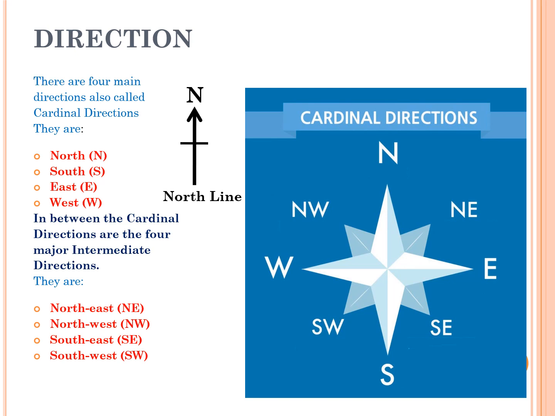Any map that you see always points towards the north. This is represented with the north line. North line is a line with an arrow and the letter N printed above it. The arrow of the north line points towards the geographical north.